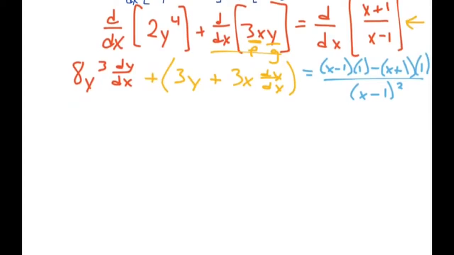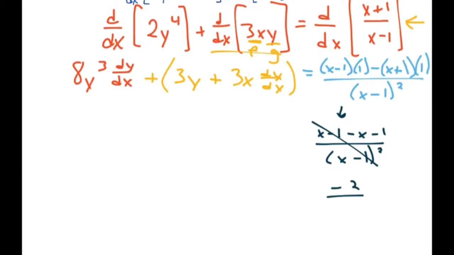So now you want to just kind of simplify this side. You would get x minus 1 minus x minus 1 over x minus 1 squared. This would just turn into negative 2 over x minus 1 squared.